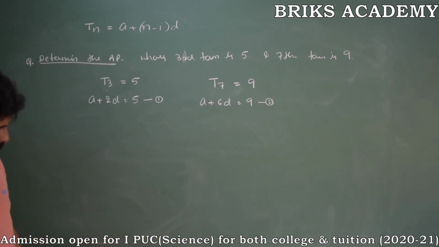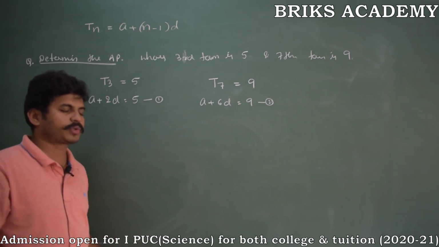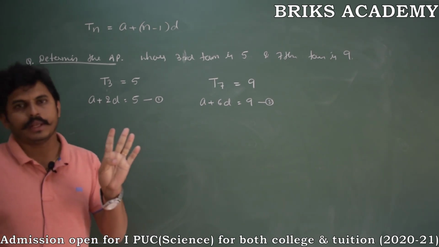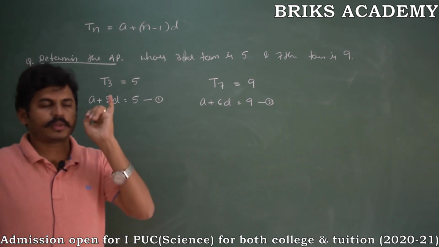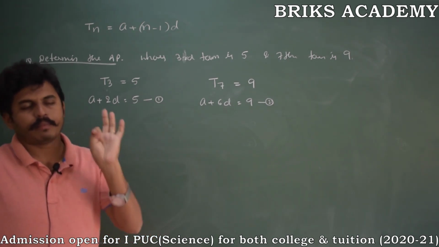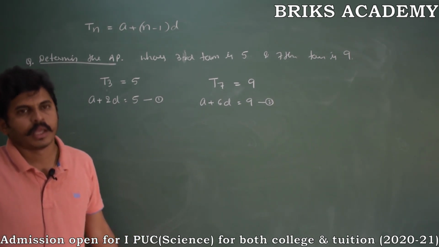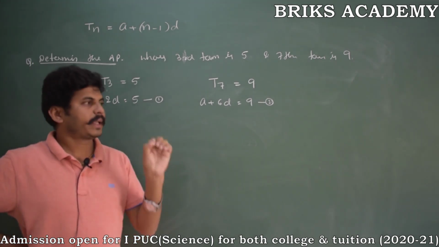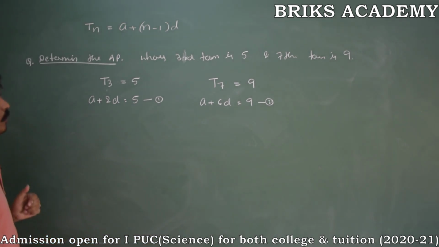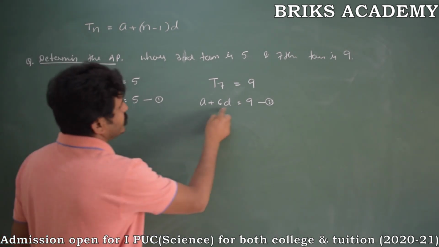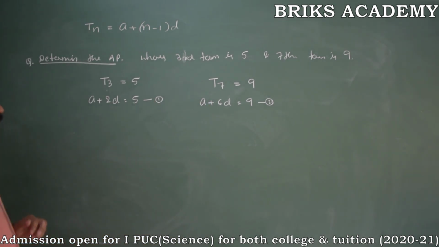From the beginning itself, to write any AP you should know 4 parameters: a, d, n, tn. Take any AP, you definitely need a and d. Otherwise, you can't do anything in AP. So a and d are the main key points in AP. So now, a plus 2d is equal to 5, a plus 6d is equal to 9. I have 2 linear equations now.